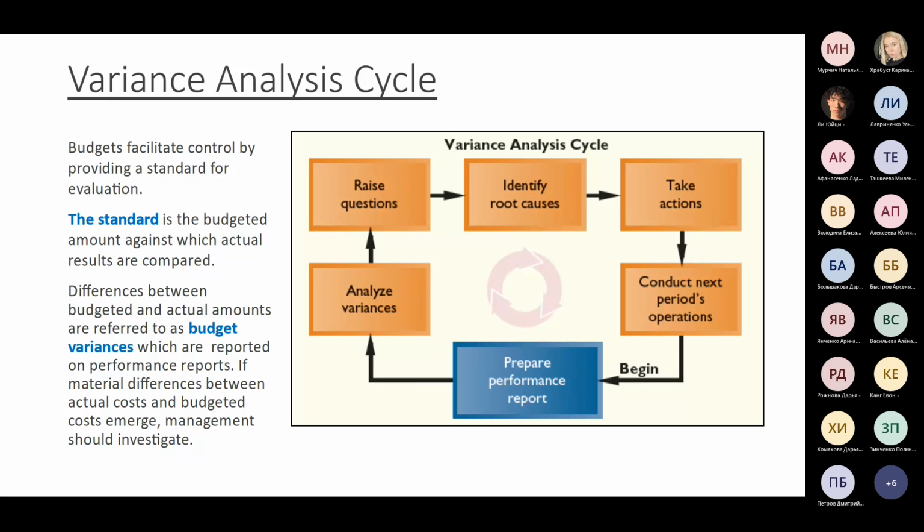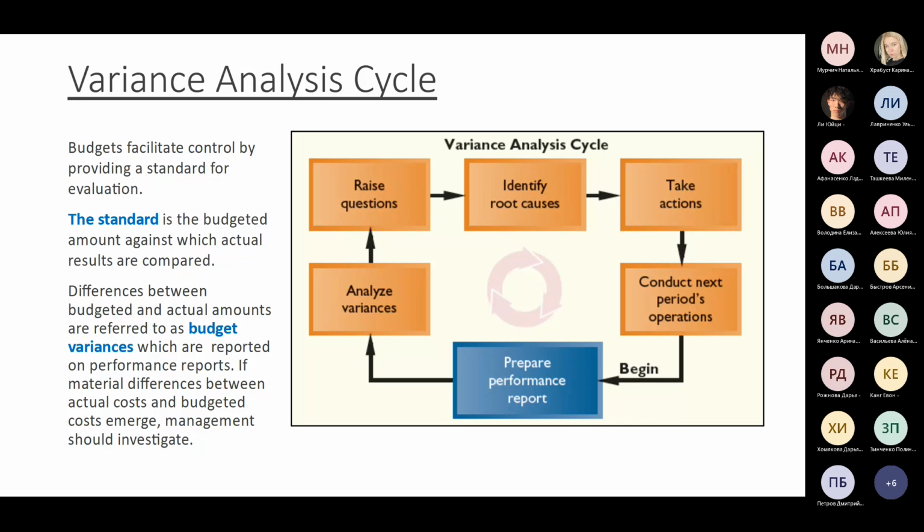So this variance analysis cycle is made on each step of the budgeting process. So each line in the budget should be analyzed using this variance analysis cycle in order to get the full scope of information why our budget is fulfilled or is not fulfilled, and in what cases we can make our predictions closer to the current situation.